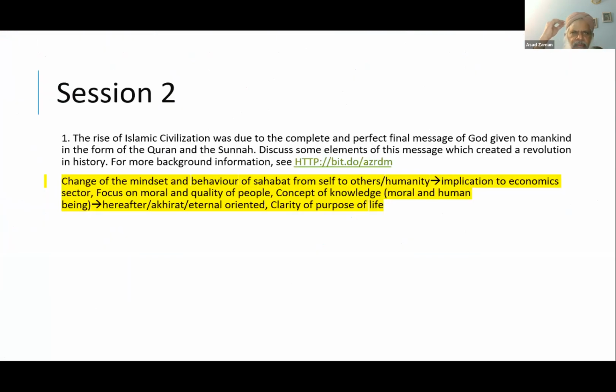Actually, this was the result of the discussion of the 6 members this morning of our group. So for today, I will share our discussion on the first, regarding the elements of the final message of God given to mankind in the form of Quran and Sunnah. Some elements that we think are important are the clarity of the purpose of life, which changed the mindset and the behavior of the Sahaba, and this gave consequences to the priority of life, and enabled them to be hereafter oriented. So this is the most important thing that we identified regarding the elements of the message.